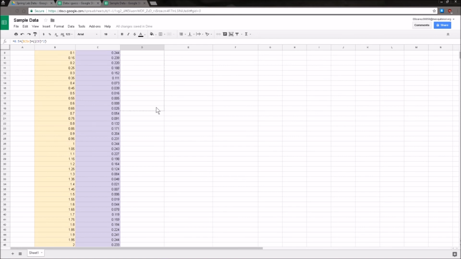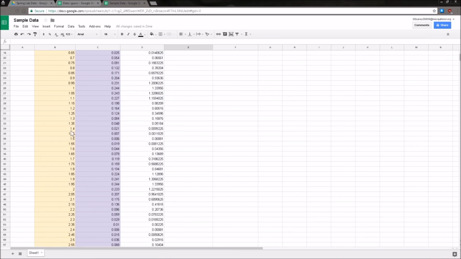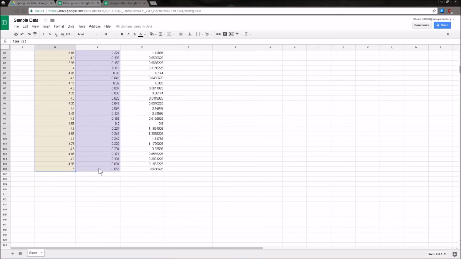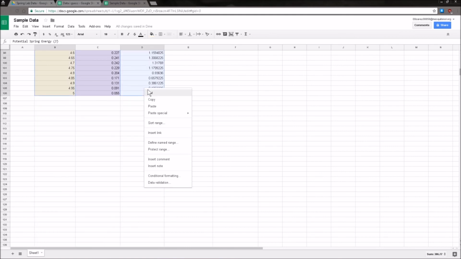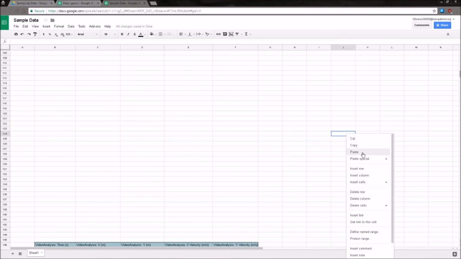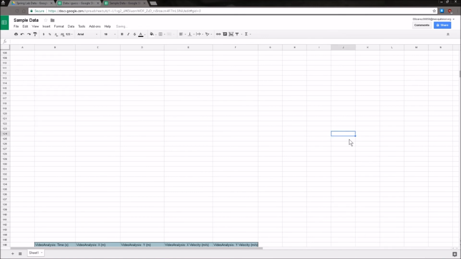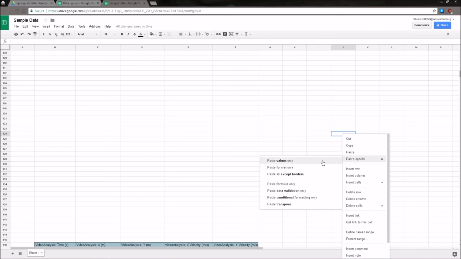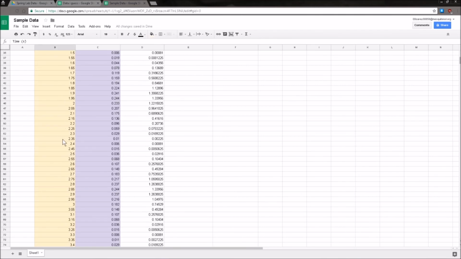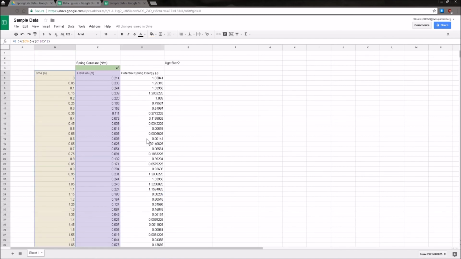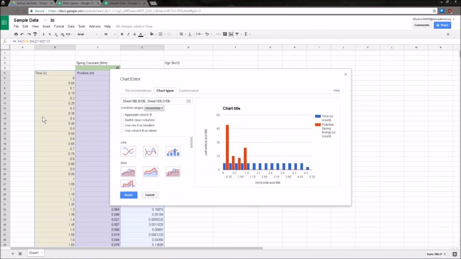Now we're just going to drag this all the way down for all 100 data points. There we go. And now, using the tricks I taught you earlier, we can create a potential spring energy over time graph. I want to make sure that you are pasting everything. Sometimes it can be a little finicky about this. Want to insert a chart.